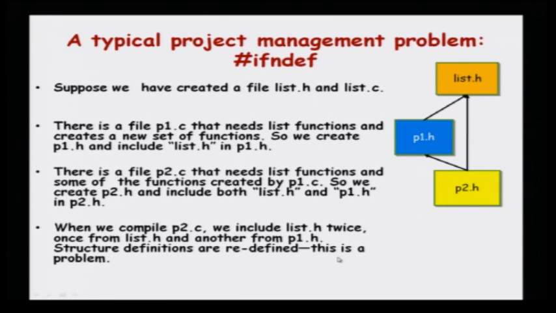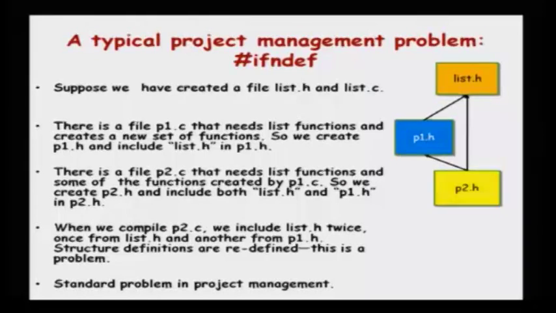So, for example, this is a problem because if list.h contains a structure definition, it will be included twice and the compiler will produce an error. So, this is a standard problem in large projects where you want to include a file, but you do not want to include it multiple times. In this particular example, I want to include list.h, but I want to avoid the possibility that list.h is included multiple times, leading to compiler errors.